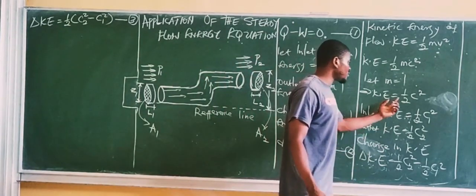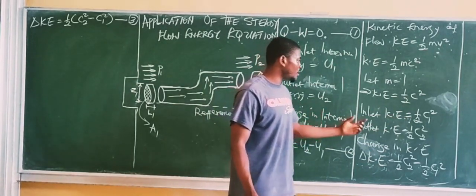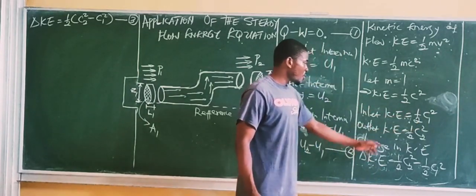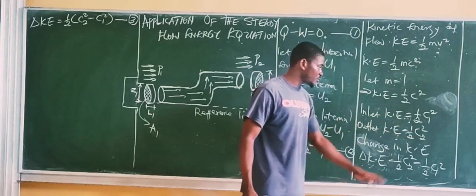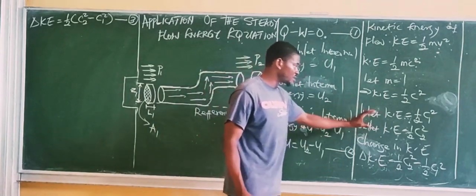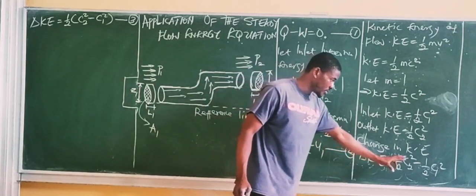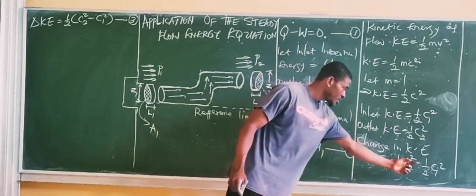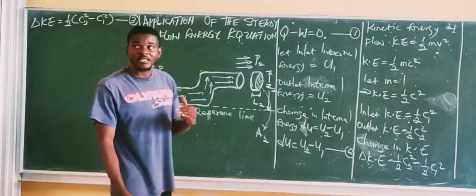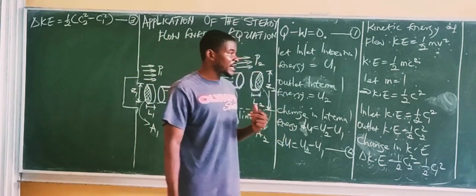So 1 over 2 c squared simply means the kinetic energy per unit mass. 1 over 2 c1 squared stands for the inlet kinetic energy, and 1 over 2 c2 squared stands for the outlet kinetic energy, where c2 stands for the outlet velocity. The change in kinetic energy between the inlet and the outlet is the outlet kinetic energy minus the inlet kinetic energy. So the first energy you consider is the internal energy, and the next is the kinetic energy.